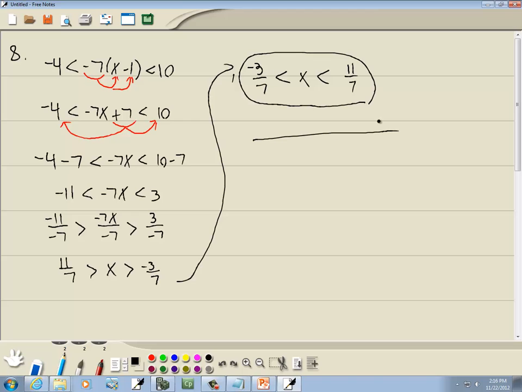Now graph-wise, less than on negative 3 sevenths means parentheses. Less than on 11 sevenths means parentheses. And then we're always shading in between them for the three-sided compound inequalities.